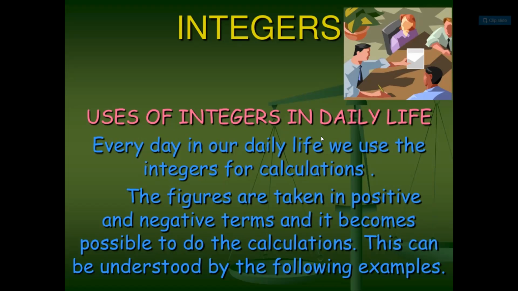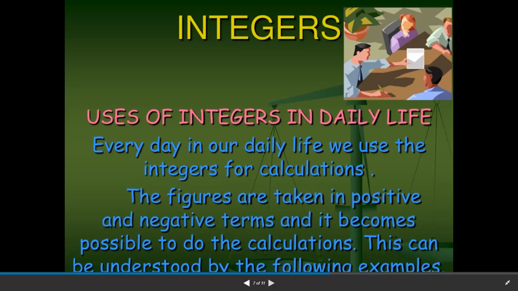If you just type 2, then you will get 2, that is an integer. But if you write 2 divided by 3 and get the result, that is not an integer, because it may be a fraction or it may be a decimal. So all the counting numbers and their negative numbers and 0 together consist of integers. The figures are taken in positive and negative terms, and it becomes possible to do the calculations. Here the figures means numbers itself.